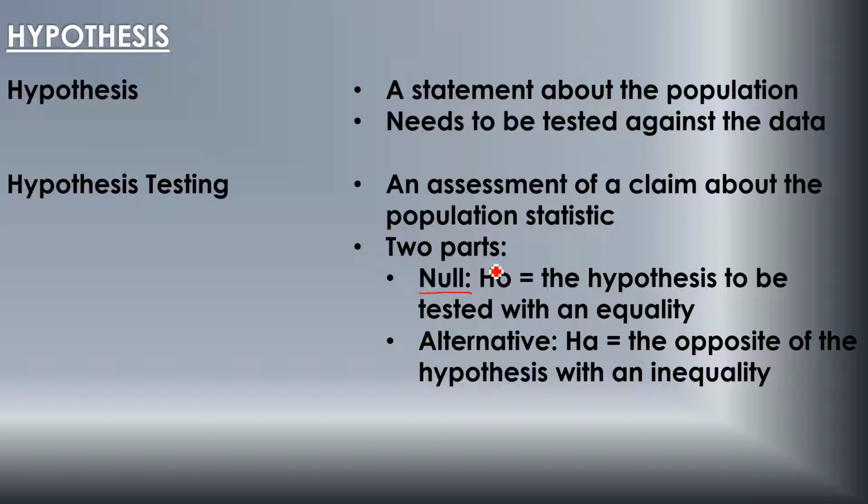The null hypothesis has this symbol, H0, and it is distinguished by an equality. So something equals, or is less than or equal to, or greater than or equal to. And the alternative hypothesis, HA, is the opposite of that, defined with an inequality, like not equal, greater than, or less than. That's really the only difference, but the key is figuring out which one of these is the claim, the thing that the person is actually saying.